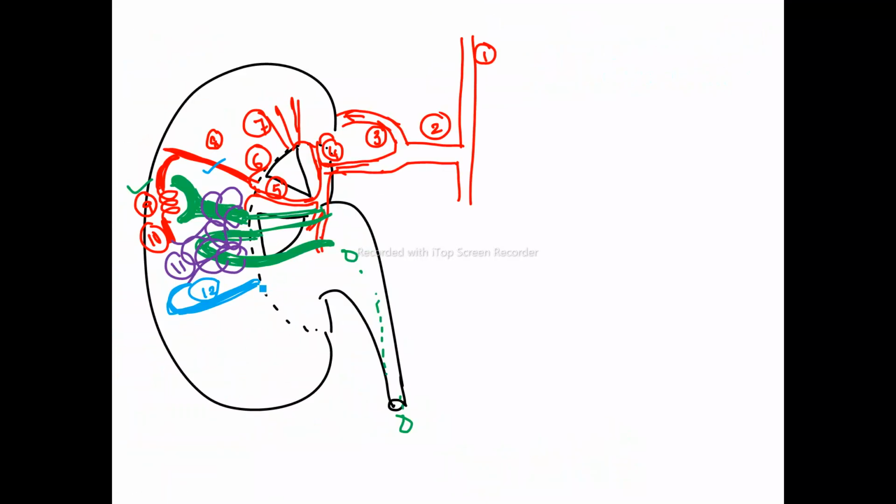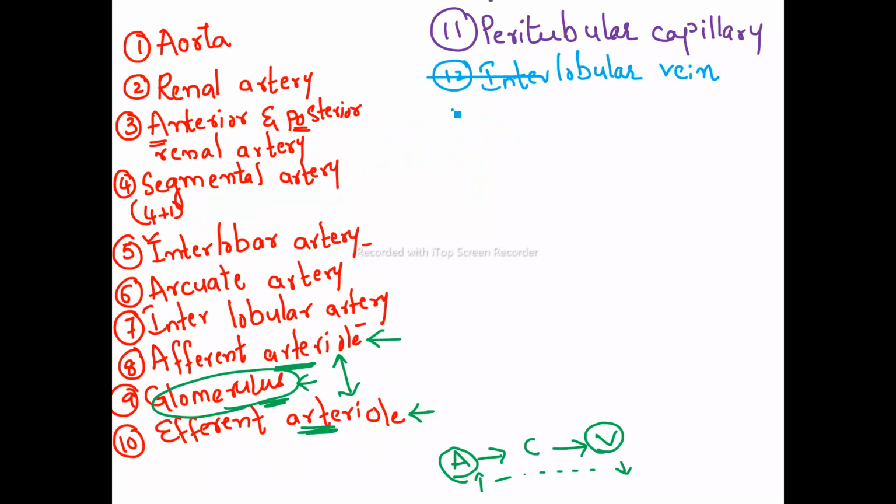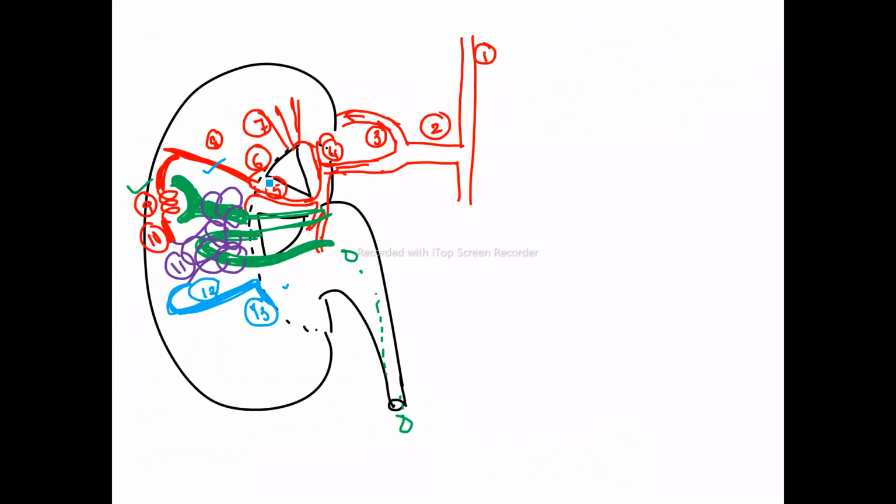Okay, next, this interlobular vein, when it reaches the boundary of cortex and medulla, will be forming an arcing blood vessel, which we call arcuate vein. Okay, so blood vessel number 13 is, yes, arcuate vein. Okay, same thing. This one was arcuate artery, and this one is arcuate vein.